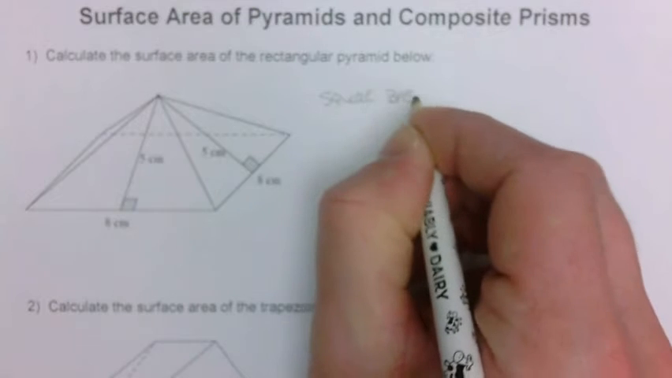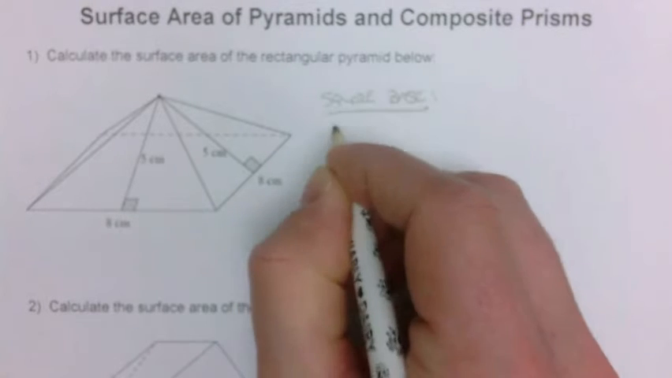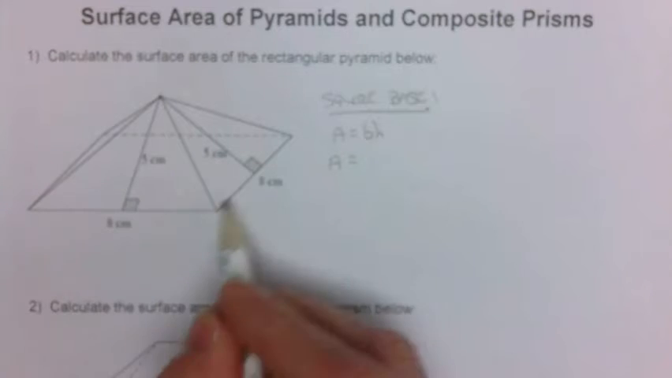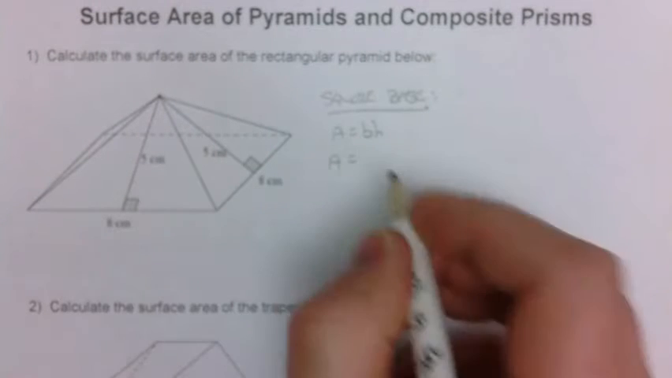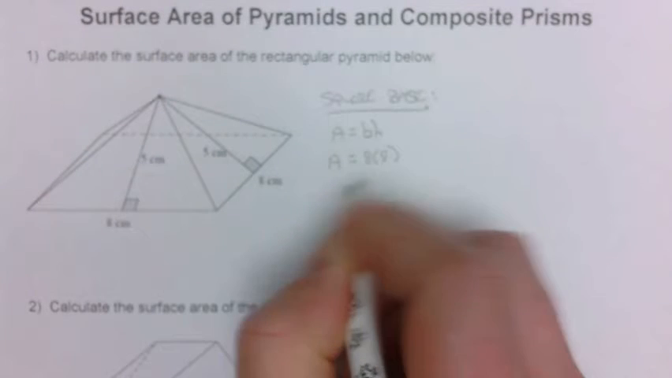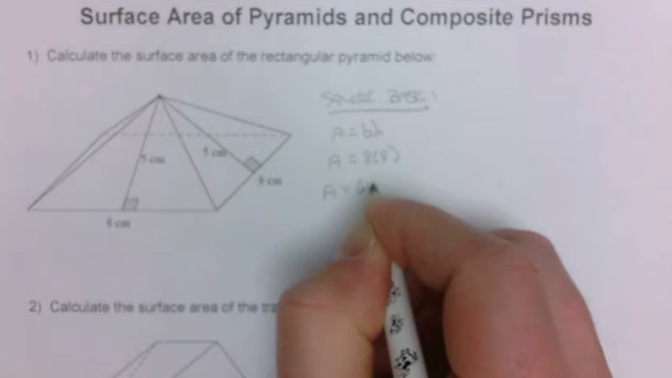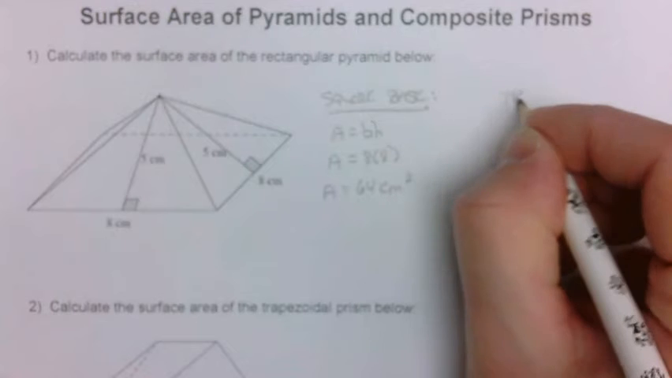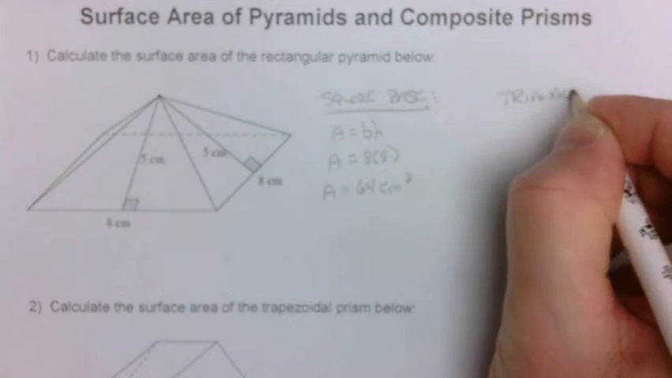If I'm finding the area of a square, I'm going to use the formula area equals base times height. And I can see that, again, it's an 8 by 8 centimeter square. So I'm going to do 8 times 8, which is going to give me an area of 64 square centimeters for the base. And now I'm going to find the area of the triangles.